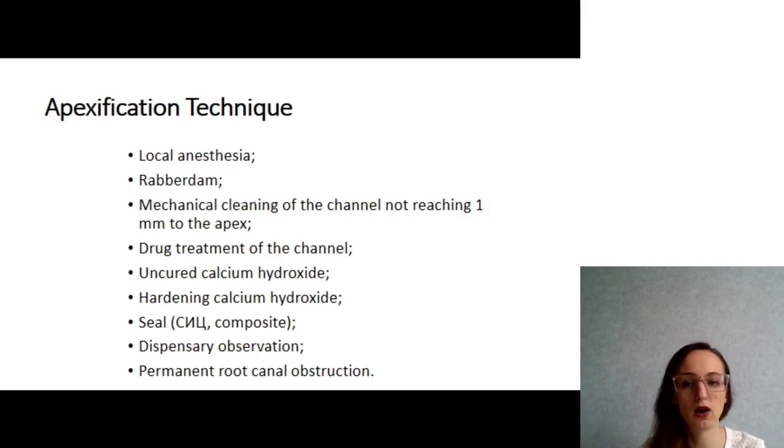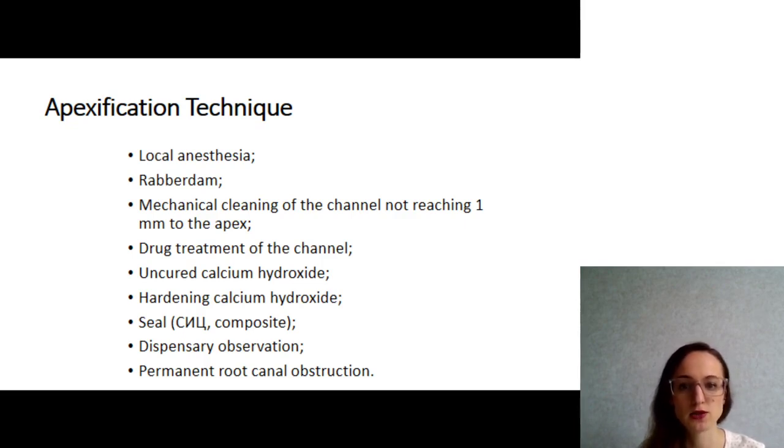Apexification technique: of course, local anesthesia, rubber dam, mechanical cleaning of the canal, not reaching 1 or sometimes 2 millimeters to the apex. Then drug treatment of the canal. You can use sodium hypochlorite or chlorhexidine, and ethylenediaminetetraacetic acid and citric acid.